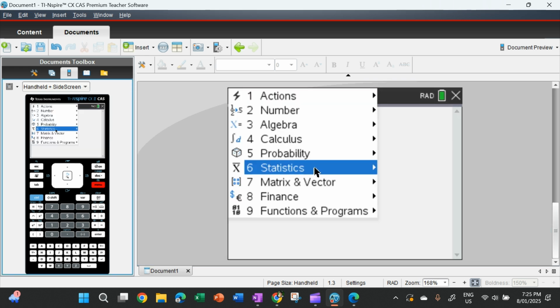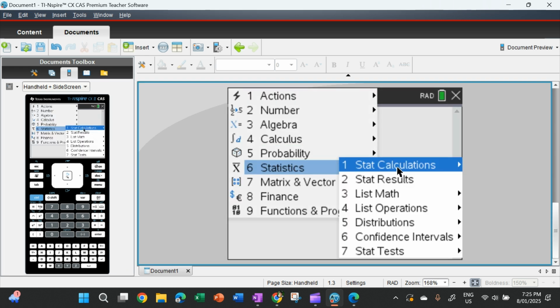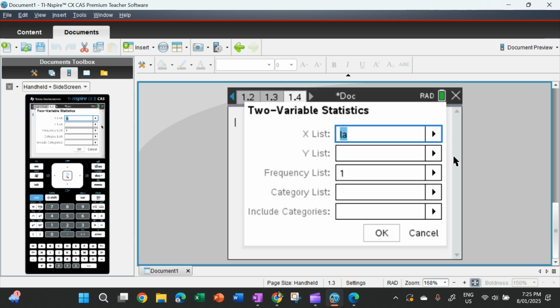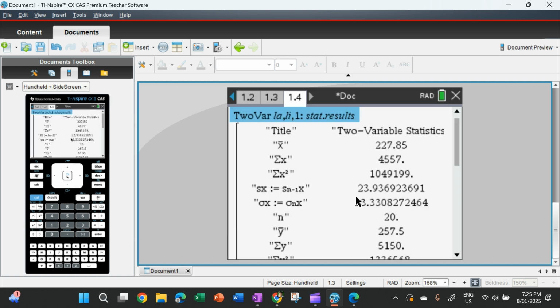So menu, statistics, stats calculation, two variable stats, because we have two different variables. So we do Labour and Liberal. Now what we have is the mean for Labour will be 227.85, and for Liberal will be 257.5.